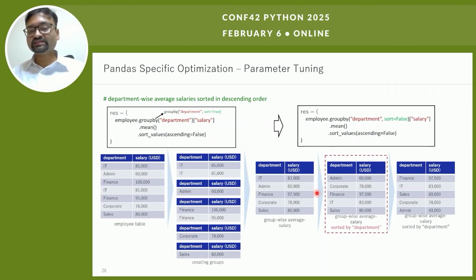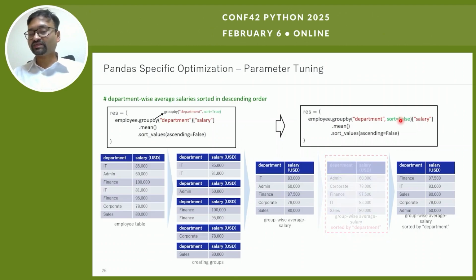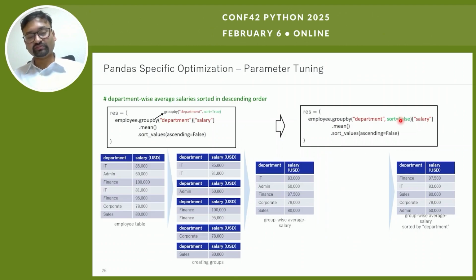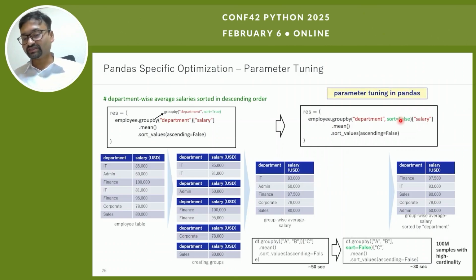How can we avoid it? We can simply pass the sort equals false parameter for this case. If we apply this, pandas will skip that step and get much better performance. Now, this data has very low cardinality, only 5 groups, but when you have very high cardinality in your data, with many groups present, you can expect much more speedup. When I tried with 100 million samples with high cardinality, without sort equals false it was taking 50 seconds, and with sort equals false it took 30 seconds. The sort itself contributes more than 50% of the cost for this query.